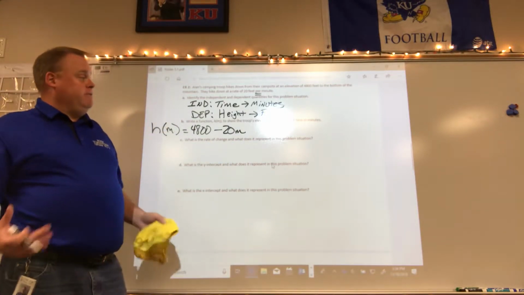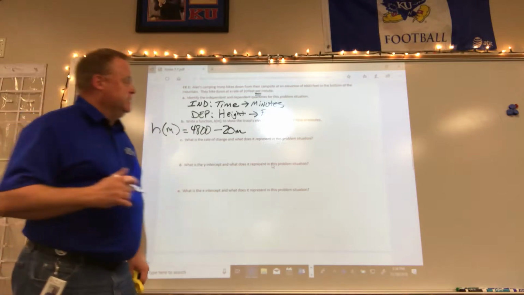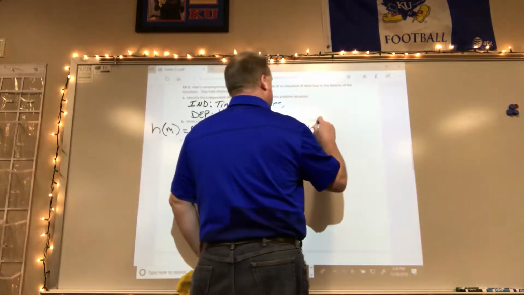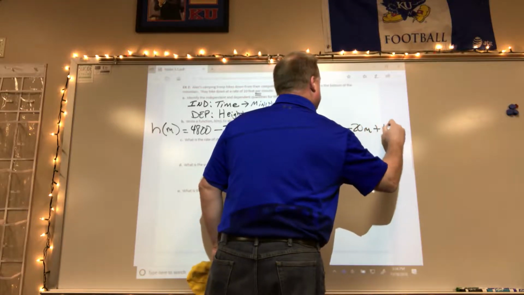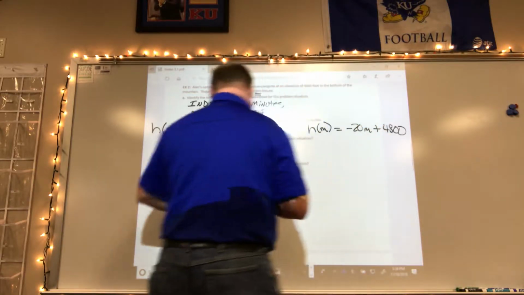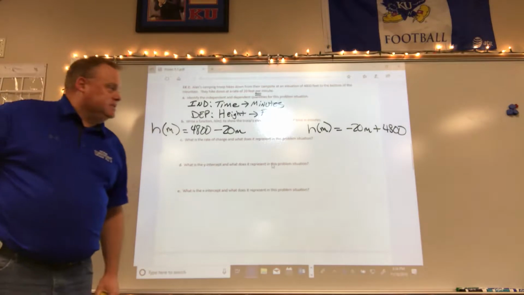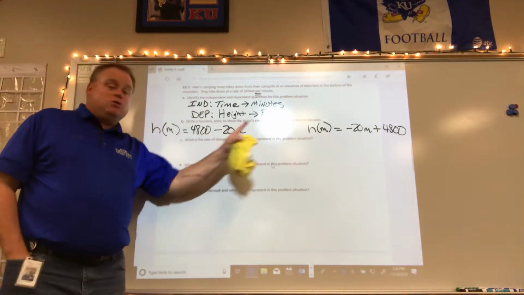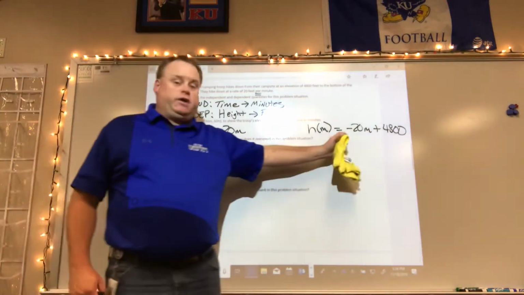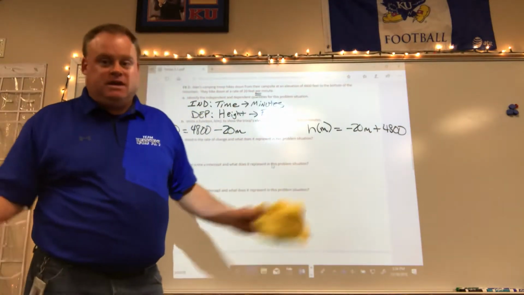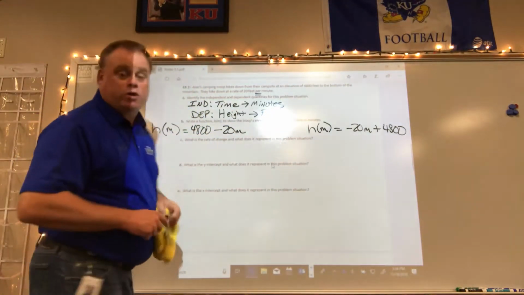Now, can I rewrite that? Oh, yes, I can. H of m equals negative 20 m plus 4,800. That gets it in y equals mx plus b form. Remember, both of these are correct. One's just in y equals mx plus b form. Either one of them works.